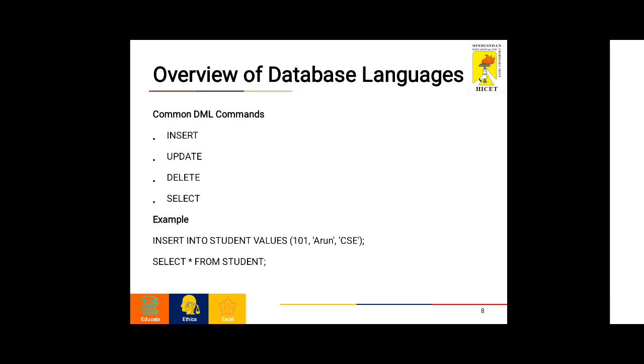We have given one example here: insert into student values, with the record values given. So we are inserting values into the table named student. There are three attributes we are inserting: 101 is maybe the student ID, R1 is the student name, and CS is the department. The next query, select star from student, is used for selecting records from the table student.